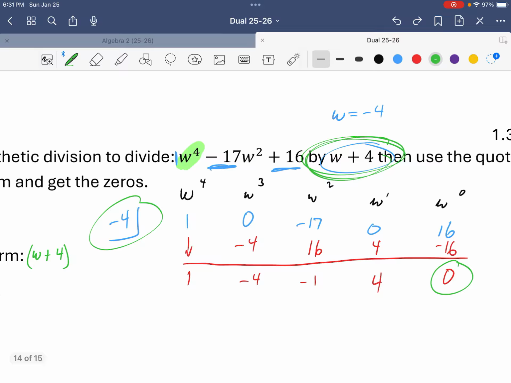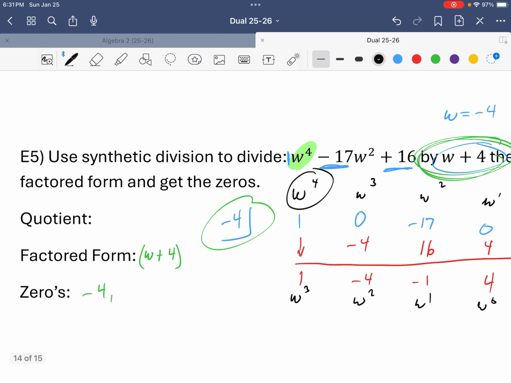The quotient I can get right now. The quotient is these numbers. W4 goes down to a W3, then W2, W1, and W0. So 1 W3, so just W3, minus 4W squared, minus W, and then plus 4.